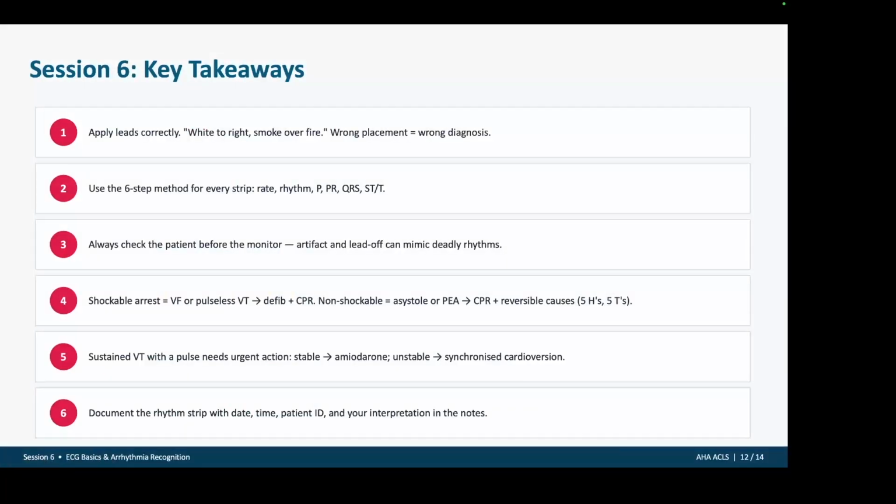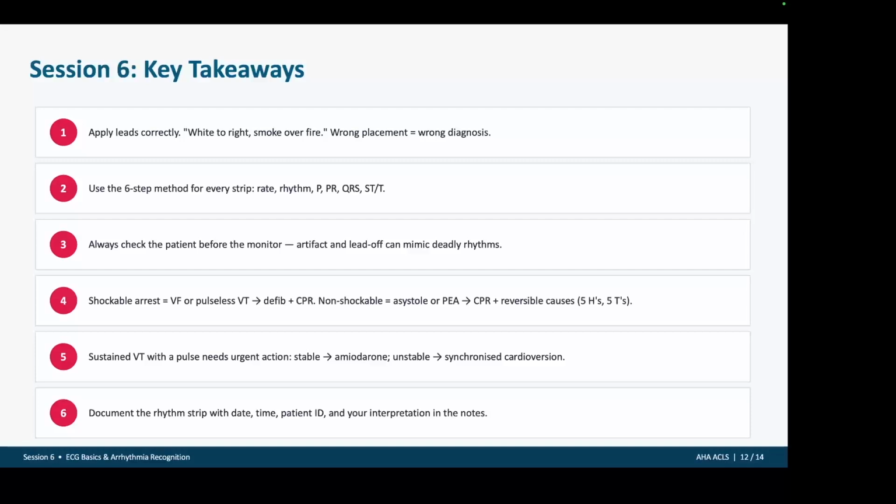The session 6 ECG key takeaways include: apply the leads correctly. The right side is red, the left side is yellow, and the apex is green, with the 3 lead system and the 5 lead system accordingly. If we place them on the wrong side, then the diagnosis may be wrong. Use the 6-step method for every strip: rate, rhythm, P wave, PR segment, QRS complex, ST segment, and T waves. Always check the patient before the monitor. Artifact and lead off can mimic deadly rhythms.